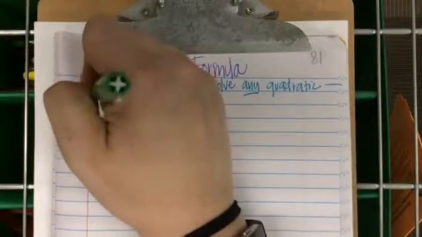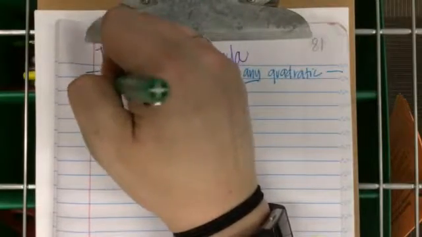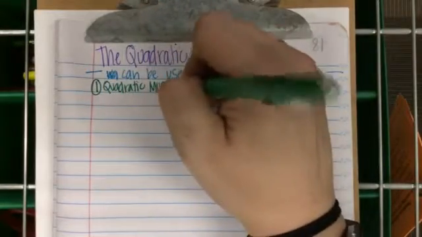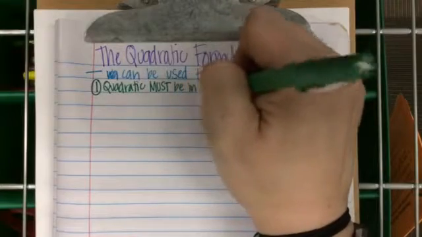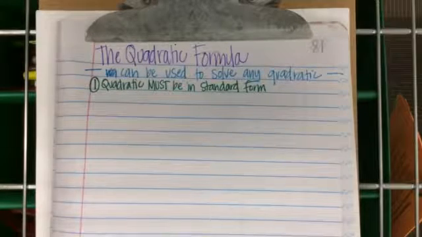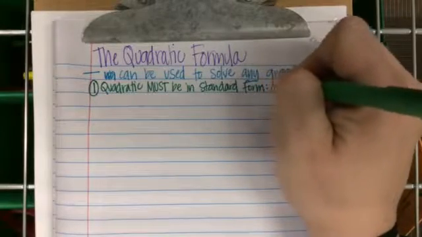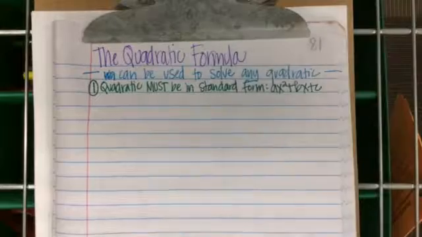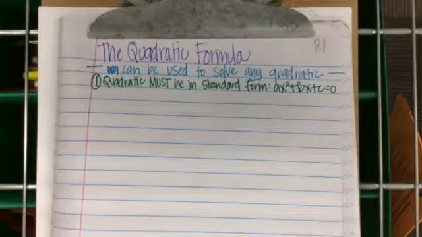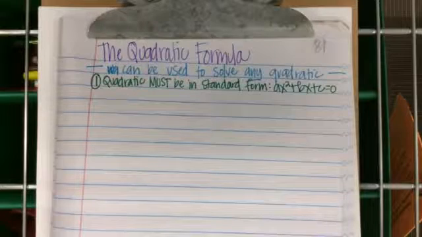So the steps to solving the quadratic are that the quadratic must be in standard form, which is what we kind of talked about a little bit yesterday with the discriminant. Standard form is ax squared plus bx plus c equals 0, right? Or equals y, or equals f of x, or f of x equals, and then a standard form.